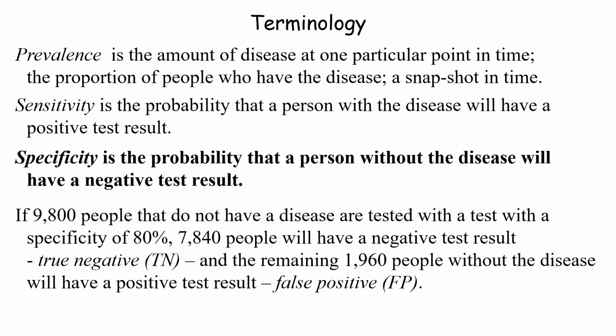As an example, if 9,800 people that do not have a disease are tested with a test with a specificity of 80%, 80% of the 9,800 or 7,840 people will have a negative test result, a true negative test result, while the remaining 1,960 people without a disease will have a positive test result, a false positive test result, meaning although these individuals are not infected, they will be falsely labeled as being infected.